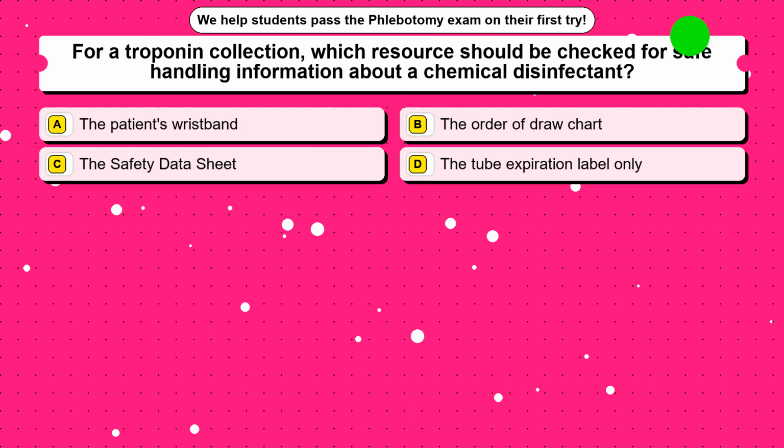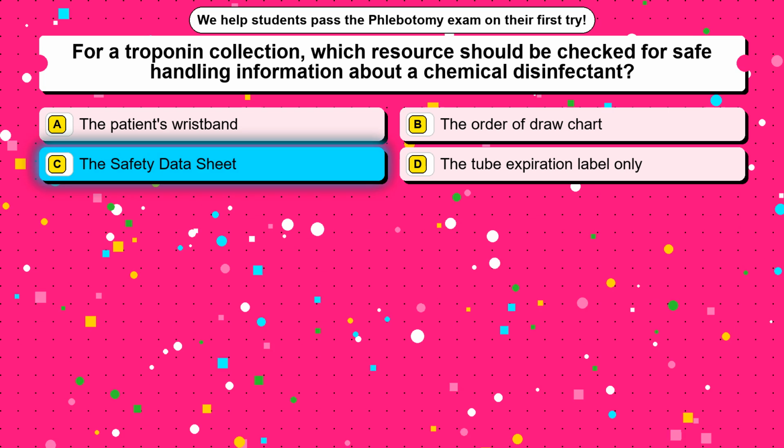Question 23. For a troponin collection, which resource should be checked for safe handling information about a chemical disinfectant? Option A. The patient's wristband. Option B. The order of draw chart. Option C. The safety data sheet. Option D. The tube expiration label only.